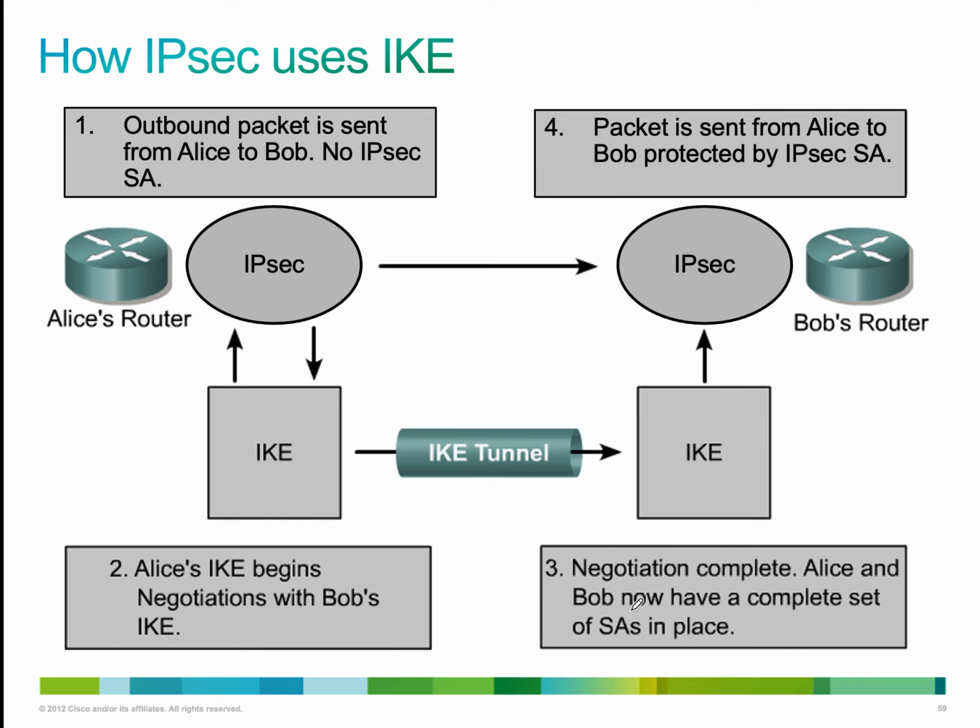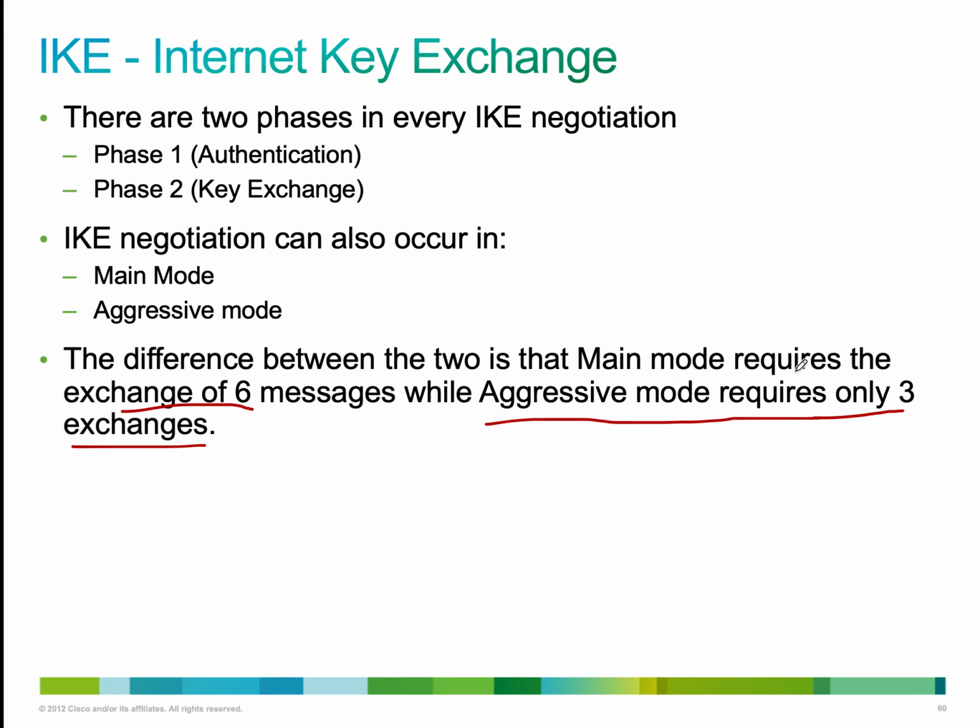The third step is that the negotiation is complete. Once the negotiation is complete, Alice and Bob have a complete set of SAs in place. They've negotiated with each other and recognized each other, so they can send and receive through this tunnel. The fourth step is that the packet is sent from Alice to Bob, protected by the IPsec SA, because they've negotiated and understood each other.